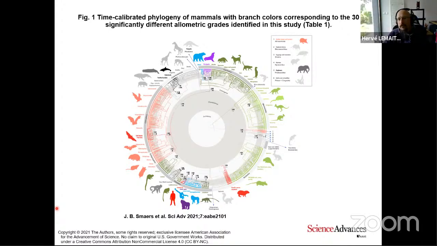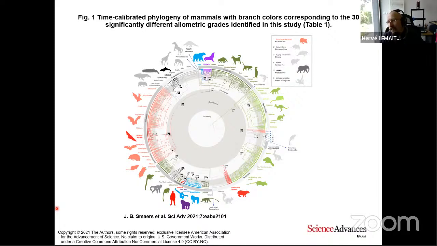The first discussion was that they wanted to get a timing of the shift. They have a lot of shifts in slope and intercept. In fact, 19 grades are due to shifts in slopes. And what they showed is that a lot of these shifts are very early. They have a dating of these shifts, and a lot of them happened 60 million years ago.